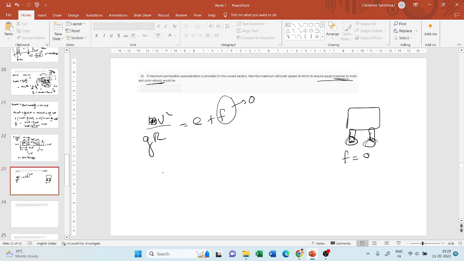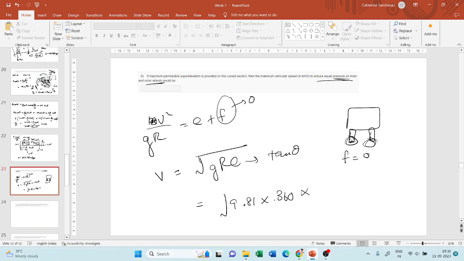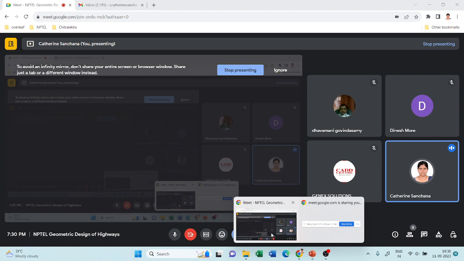So if you do that, then your v will be equal to the square root of gRe. This e can be written as tan theta also. So if you substitute for all this, g is 9.81, r is 360 meters, and e is 0.07, because they have given maximum permissible super elevation 0.07. And if you do that, you will get a value of 56.6 kilometers per hour. So this is the solution. Okay. If you have any questions, please stop me in between.